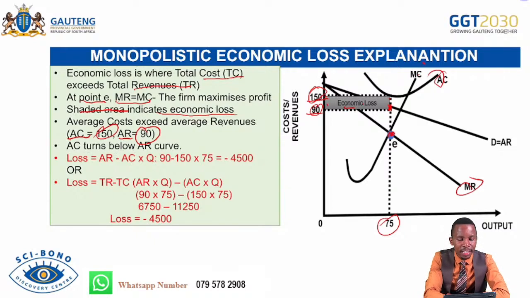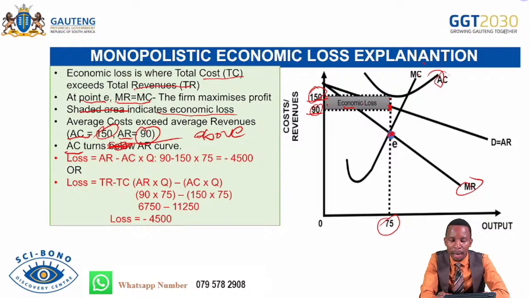The average cost curve is just 10 above average revenue. So it simply turns above. So AC is turning just above there. So this means that the firm is making economic loss because costs are more than revenues of doing the business. Revenues are down there at 90 and costs are just above at 150. The firm is then making economic loss.